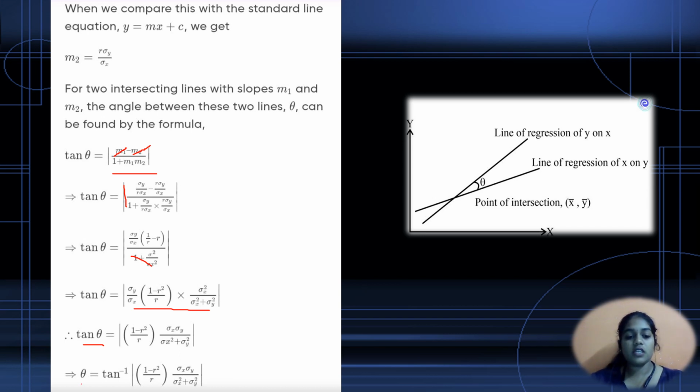So the value of theta will be arrived at as tan inverse of mod of 1 minus r square divided by r into sigma x into sigma y divided by sigma x square plus sigma y square.